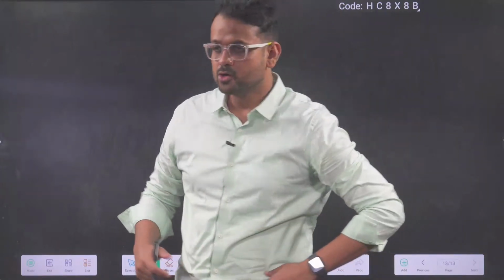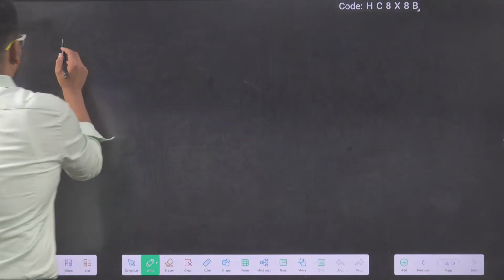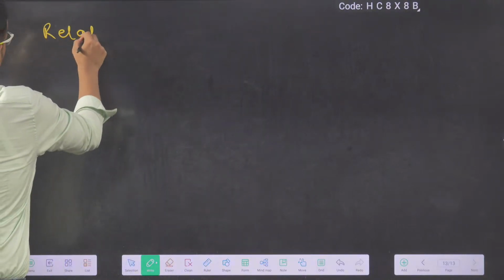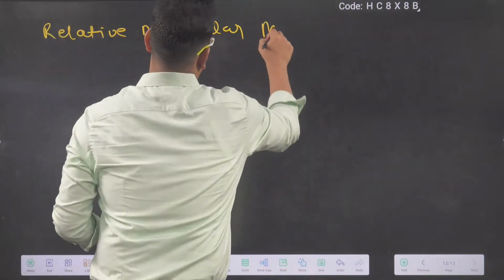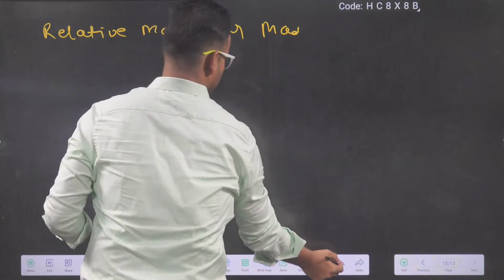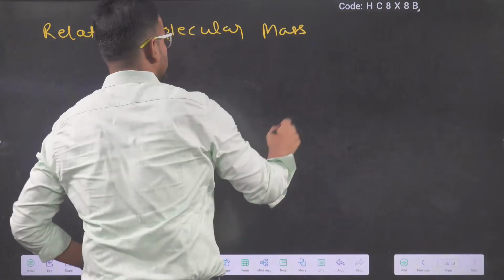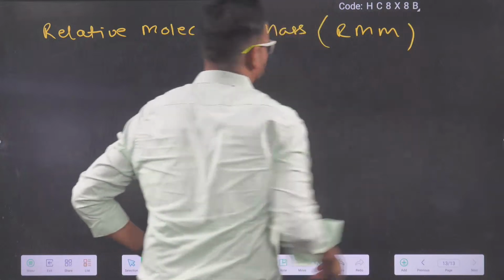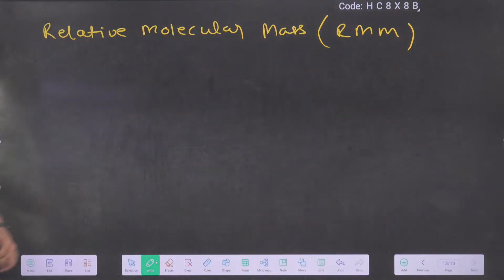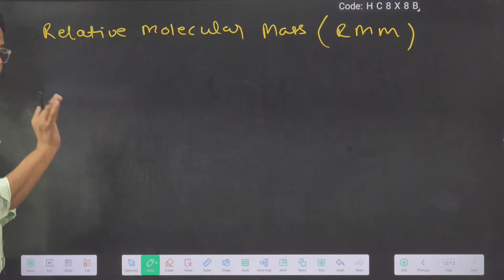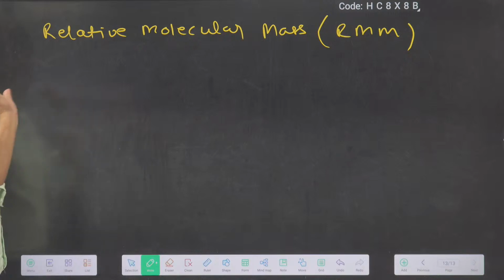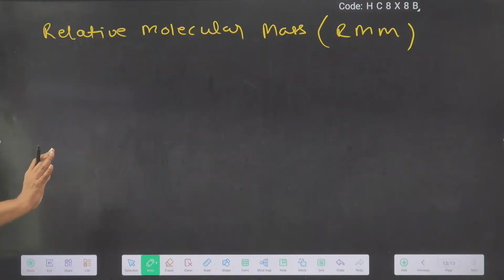That's it. Okay. So first of all, we talk about relative molecular mass. In short form, we can call it RMM. So beta, relative molecular mass first of all is unitless, and relative molecular mass is simply the summation of the relative atomic masses. That's it. Relative molecular mass is nothing but the summation of the relative atomic masses, because molecule is nothing but a collection of atoms.